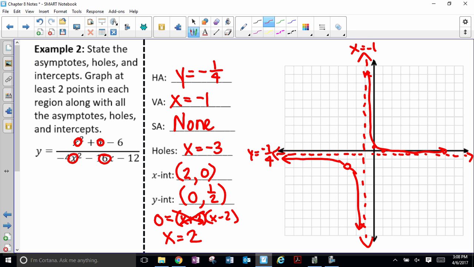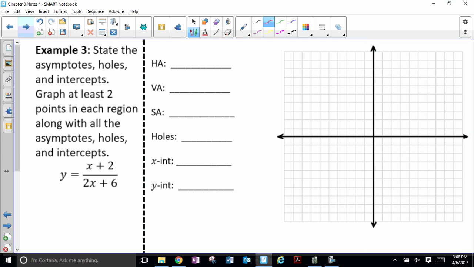Okay. All right, so I want you to go ahead and try example 3. So take about 5 minutes and try example 3, and you guys can work at your tables if you'd like and see if you can do the whole thing. You can do your HAs, SA, VA, holes, intercepts, and graph and get the general shape. So go ahead and pause and work on that for 5 to 8 minutes.